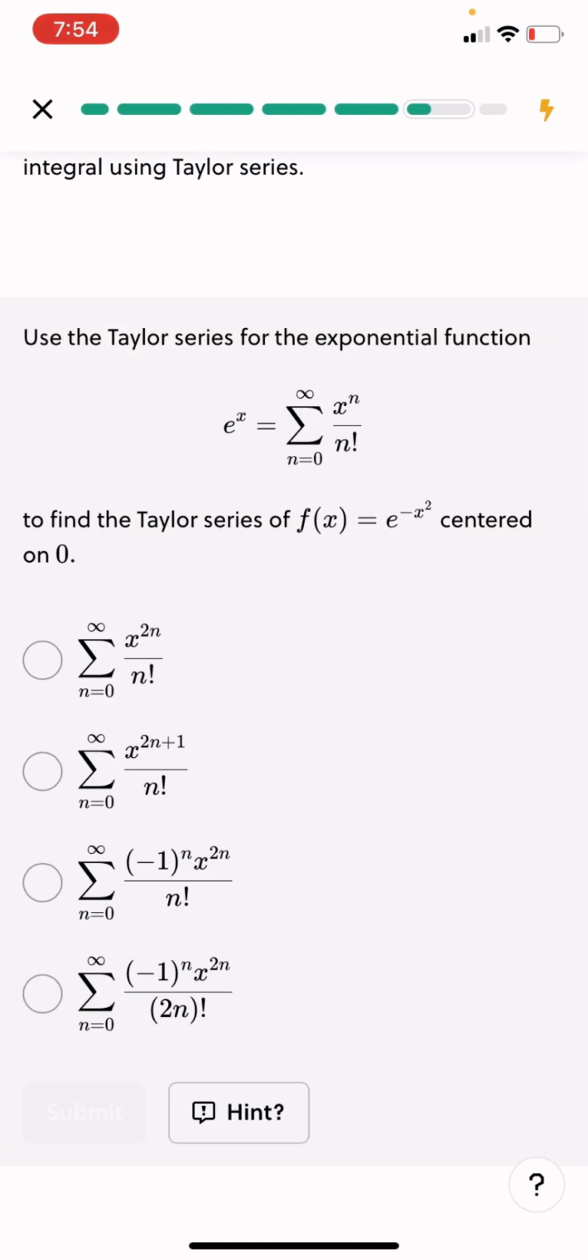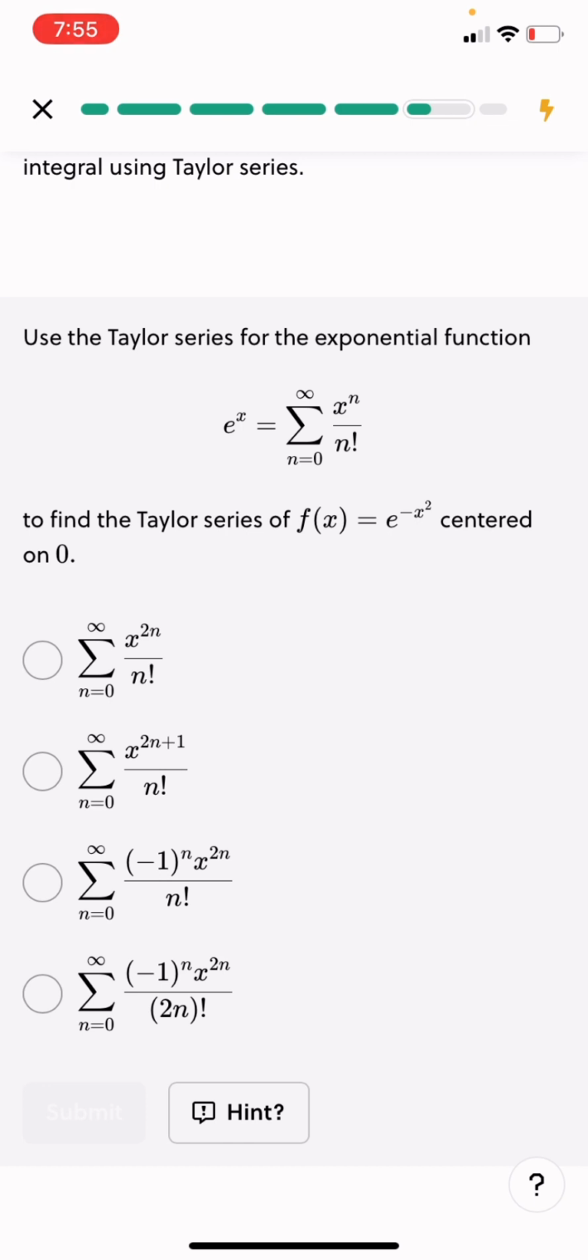Using the Taylor series for the exponential function, e^x equals the sum from n equals 0 to infinity of x^n over n!, to find the Taylor series of f(x) = e^(-x^2) centered at 0.